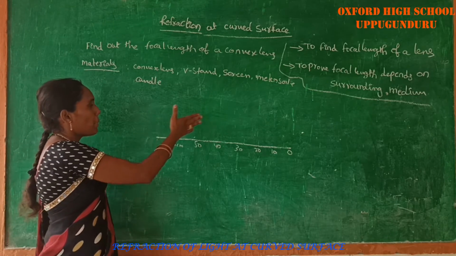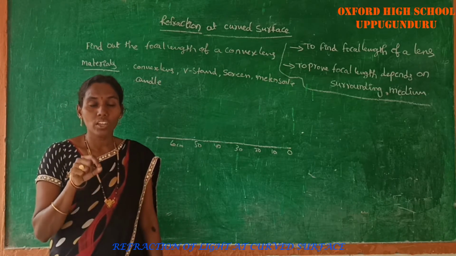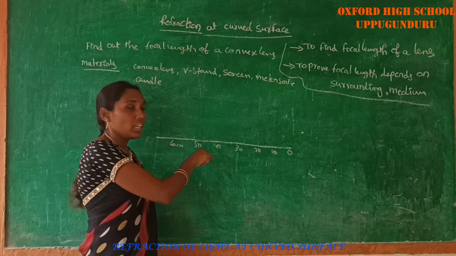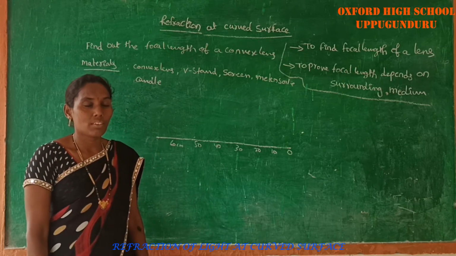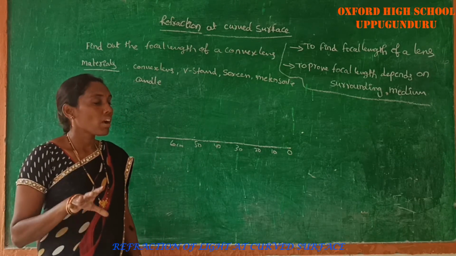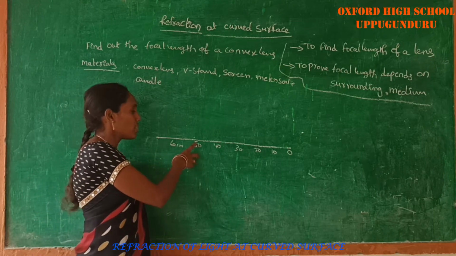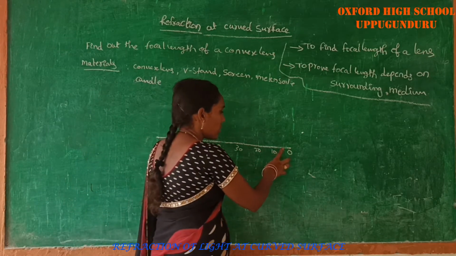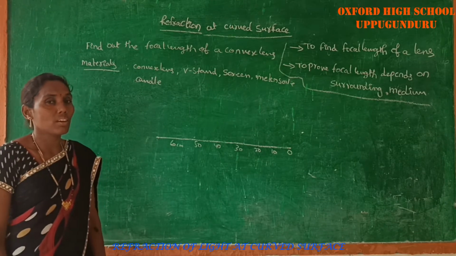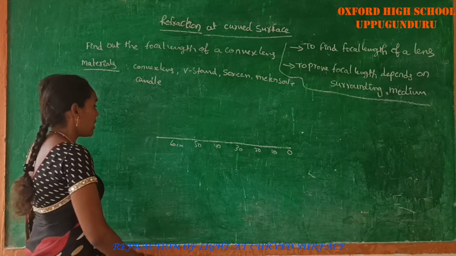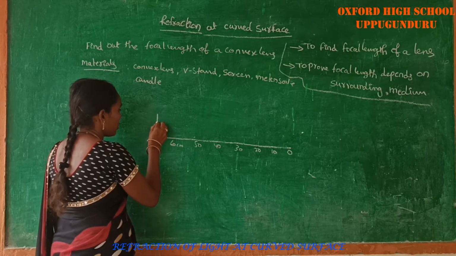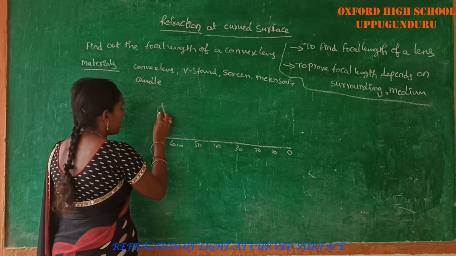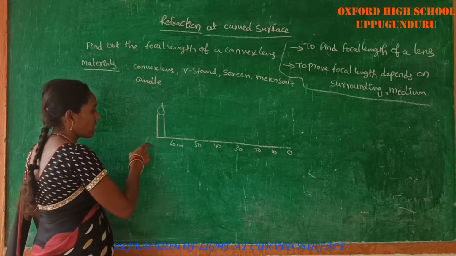By using the meter scale, we can note the values on the table. The values are measured in centimeters. First we take the table, and by using a meter scale we mark the values from 0 to 60 centimeters. Then we take the candle and light it. That candle is placed on one side of the table.